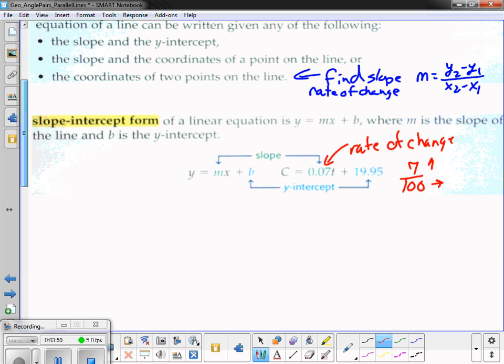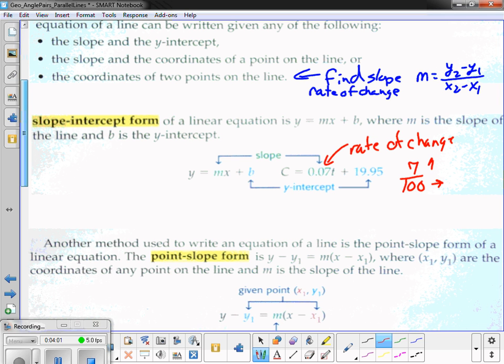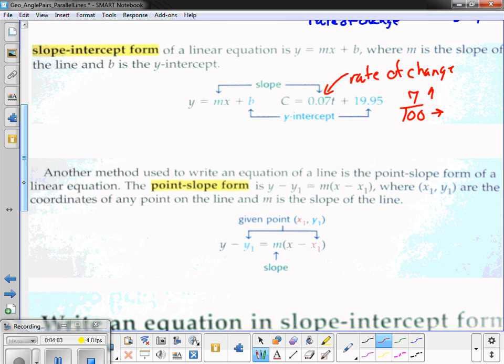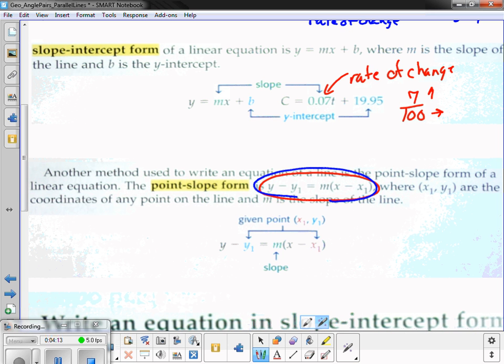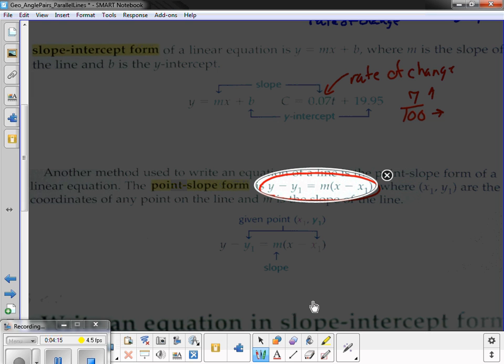Now, there's another form here, and it's called the point-slope form. Now, notice it's an equation right here. I should do that in the other pen. That's the one I want right there. One magic pen. There, I got my equation. y minus y1 equals m times x minus x1.